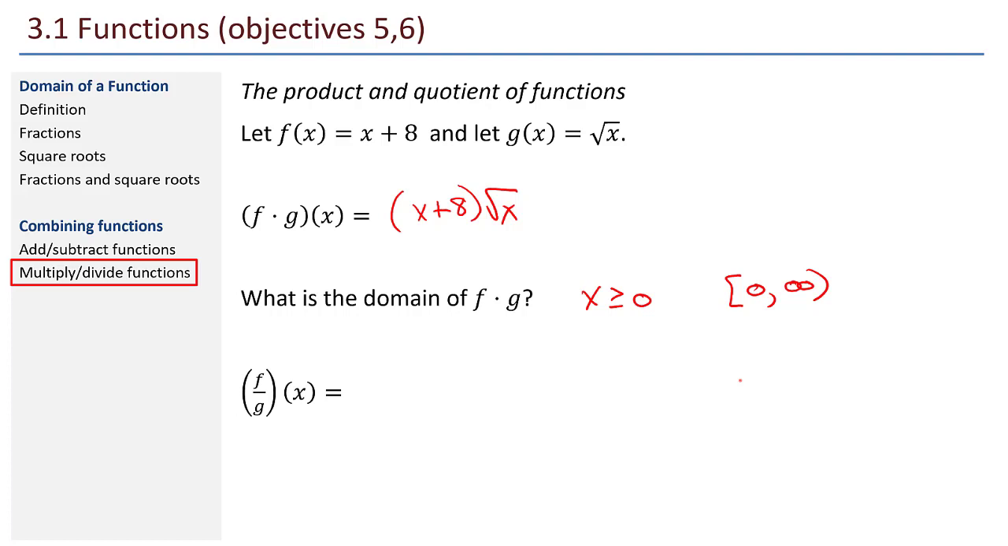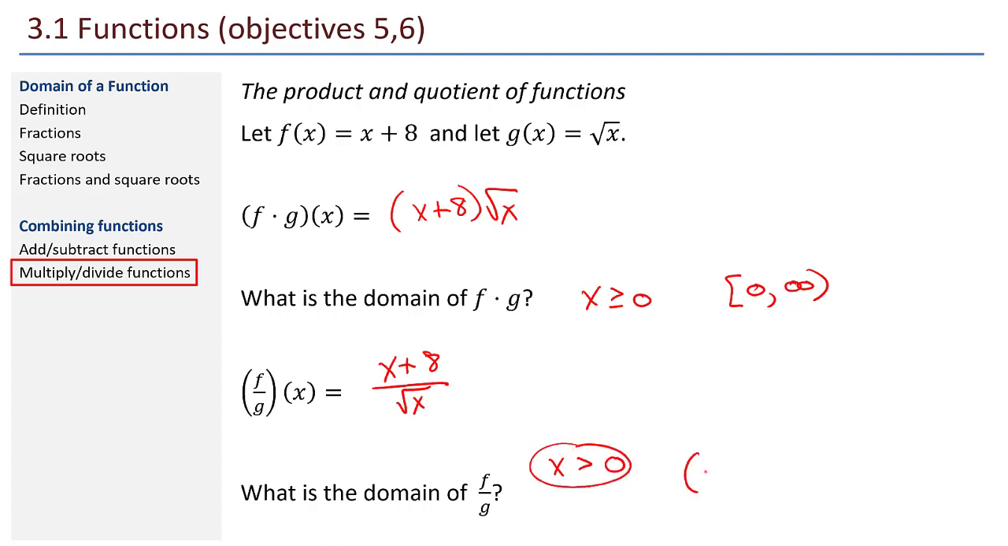And how about the quotient of functions? So f is in the numerator, so I get x plus 8 in the numerator. G is in the denominator, square root of x in the denominator. And there's my quotient of functions. And now it's going to ask, what is the domain of f over g? What is the domain of that quotient? Again, it's just wherever that denominator is not 0. But also it's a square root, so actually x is strictly greater than 0. And so that'll become 0 with a parenthesis up to infinity.